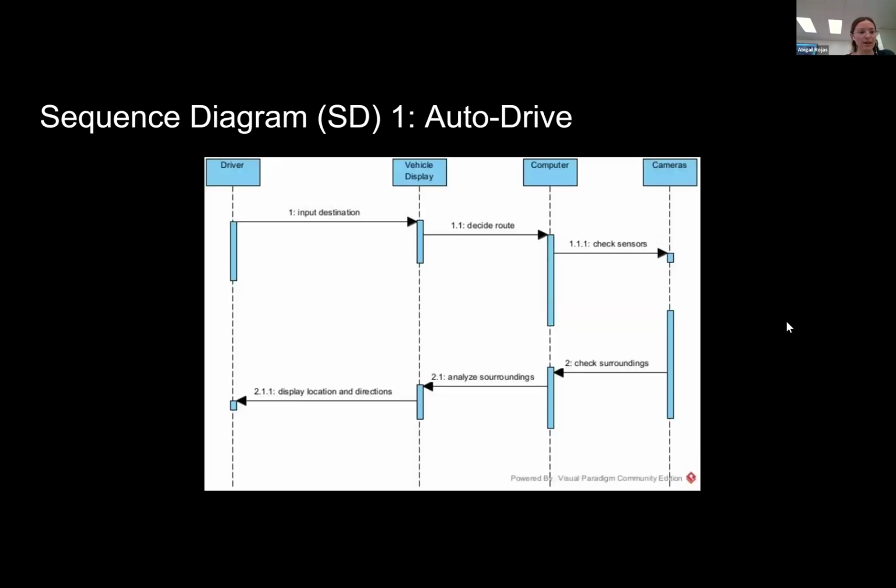For the sequence diagrams, I had one for auto drive, which is just the driver inputs the destination on the display, which then decides the route with the computer, checks sensors with the cameras, and then that sends the signal back about the surroundings to analyze, and then displays the location to the driver and displays directions with the GPS.